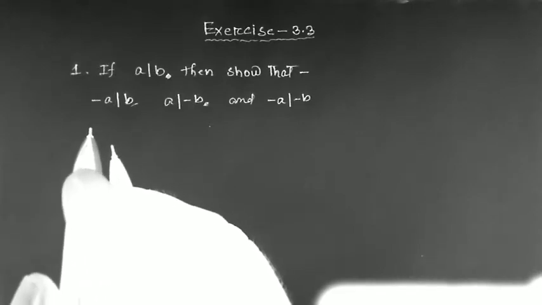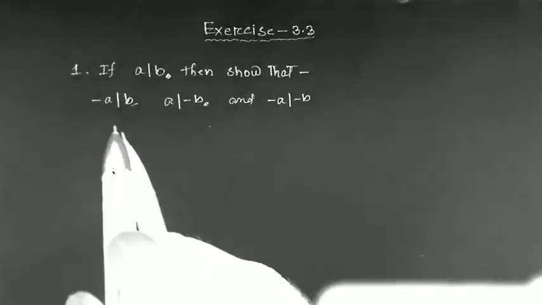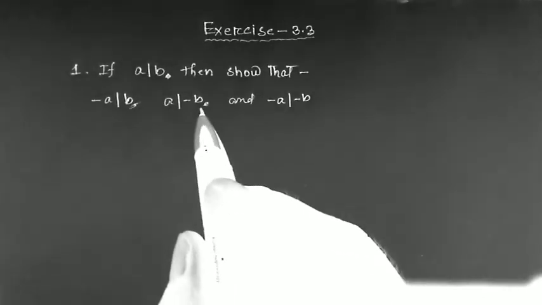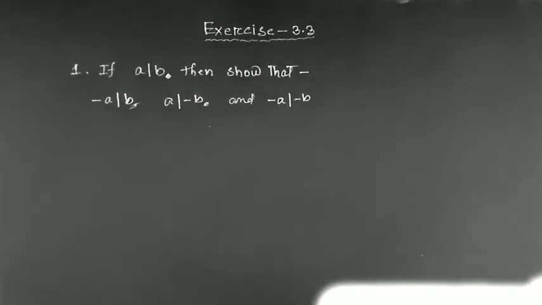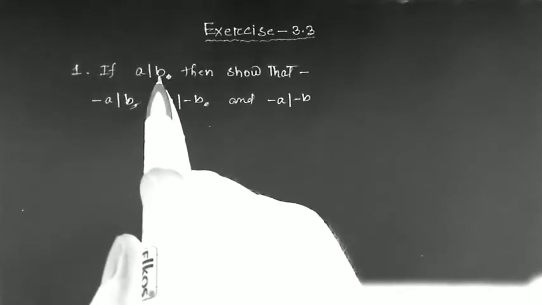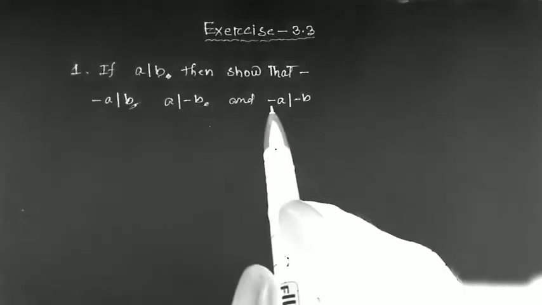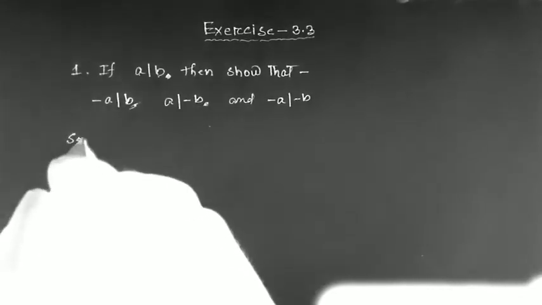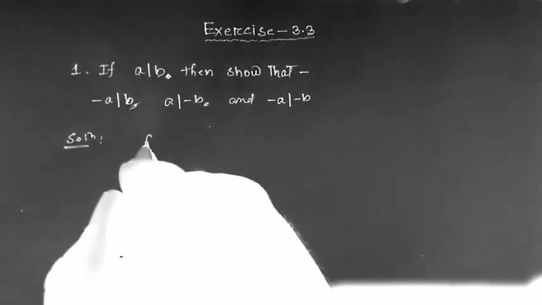First of all, the first question is given: if a divides b, then show that minus a divides b, a divides minus b, and minus a divides minus b. We are given that a is dividing b, then we have to show that minus a also divides b, a divides minus b and minus a divides minus b. If we solve this sum, we know from the properties of division, a divides b.